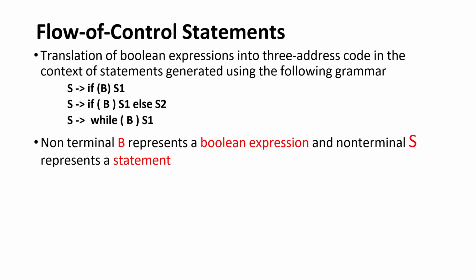S points to if of B, that is a boolean expression. If the boolean expression is true, statement S1 will be executed, or else if the condition is false, statement S2 will be executed. Then S points to while of B of S1. Here again B will be evaluated. If the condition is true, then the statement will be executed. As we all know, the loop statement S1 inside the loop will be executed until the condition B becomes false.